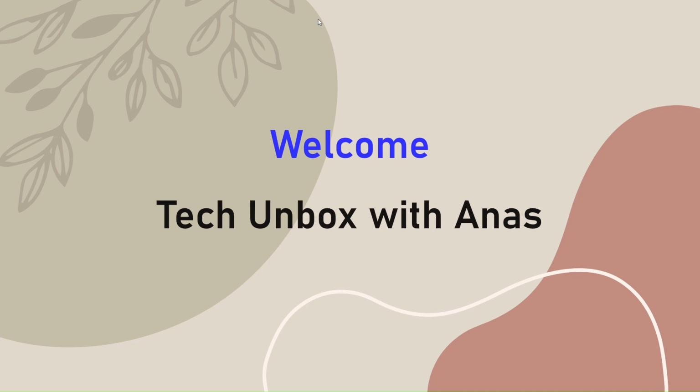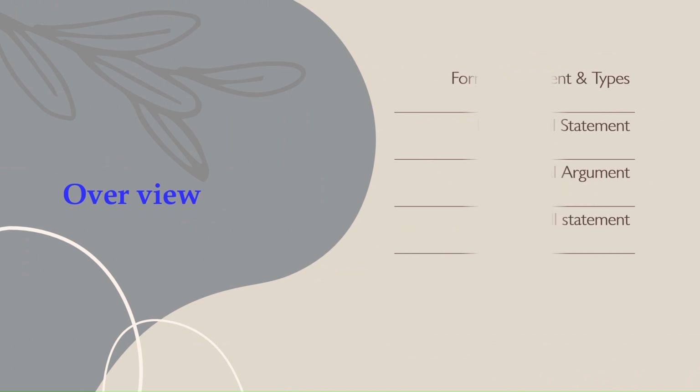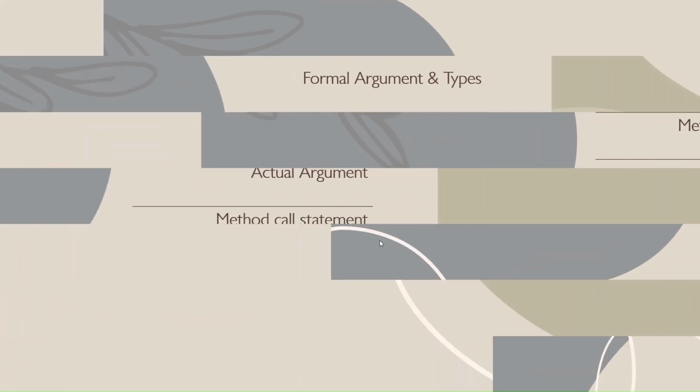Today's video we will discuss the formal argument in Java. So let's go to the overview of formal argument and types of formal argument. Discuss in this video: method call statement, actual argument, method call statement. These four things we'll discuss later. So before wasting time, let's start the video.